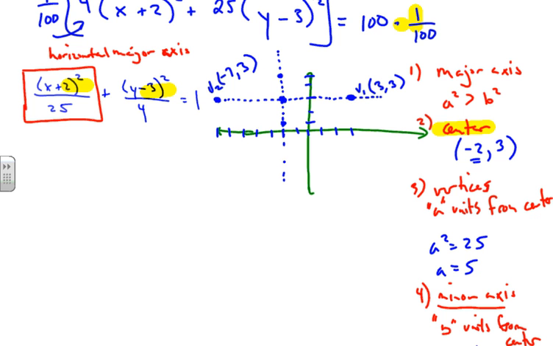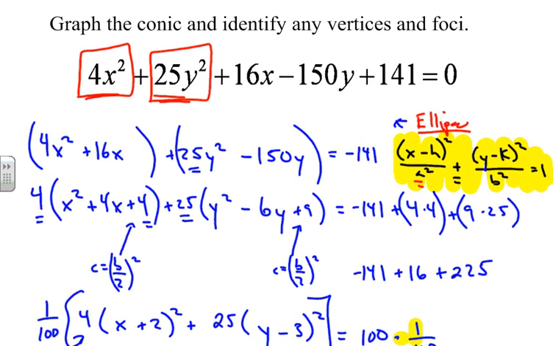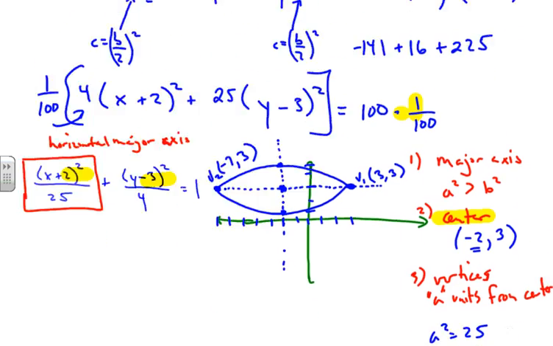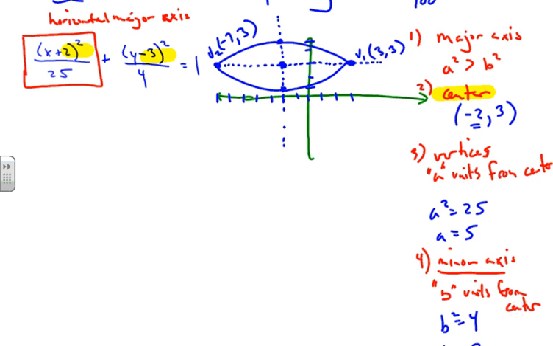I can kind of draw this. And there is my ellipse, elliptical shape. All right, now the final thing we want to do is find our foci. Okay, we found our vertices, and now we want to find our foci. Our foci are located on the major axis. Okay, and this would be the 5th thing that we want to find.